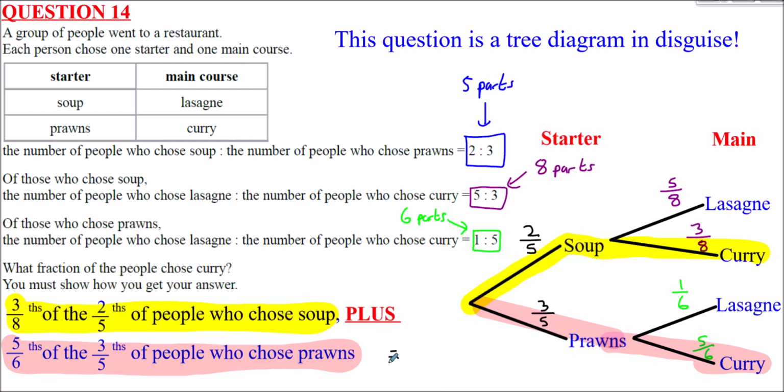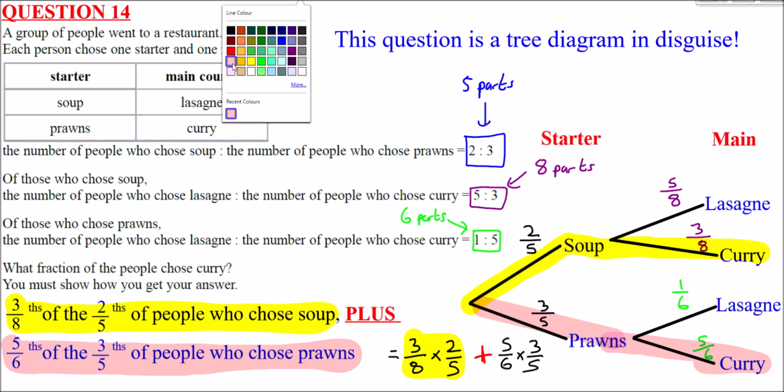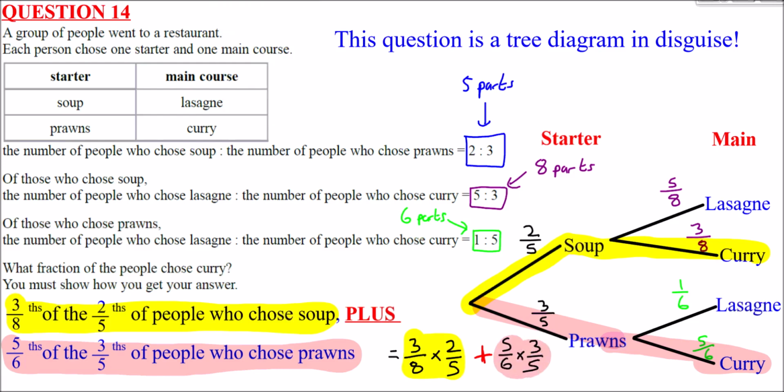So 3/8 of 2/5. To find a fraction of another fraction, we simply multiply the fractions together. So that's 3/8 of 2/5. That accounts for those that choose the soup and then go for curry. Then we're going to add on to this 5/6 of 3/5, which is 5/6 multiplied by 3/5. So we now just trust to our calculator to do this final step, and we're then finally done in a fairly awkward question, I think.